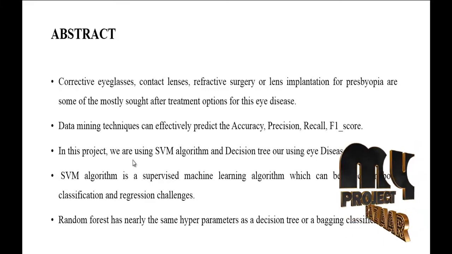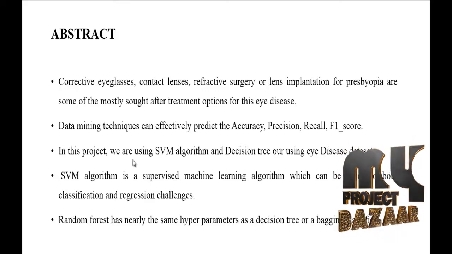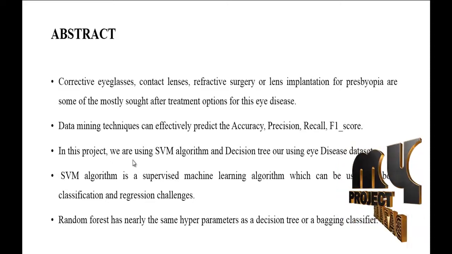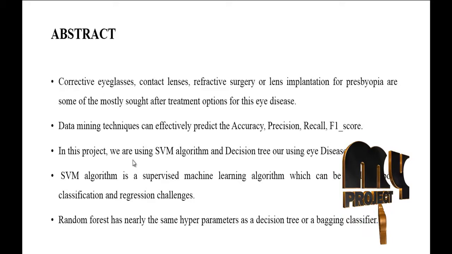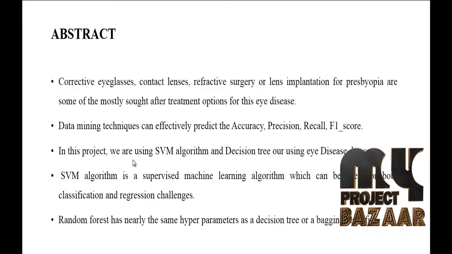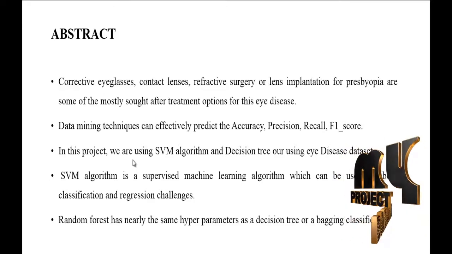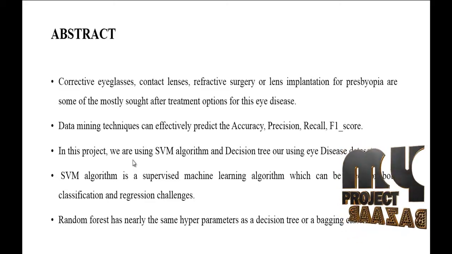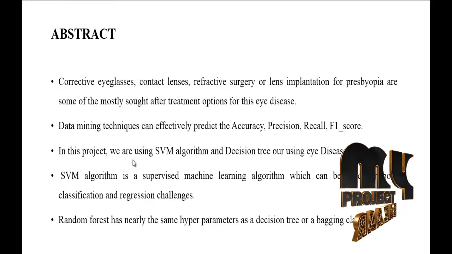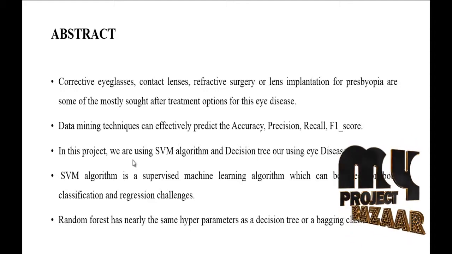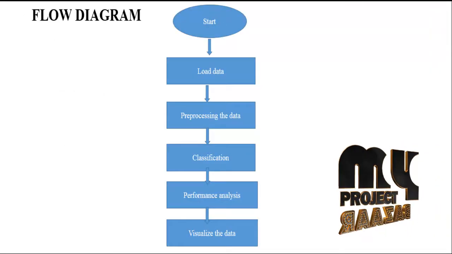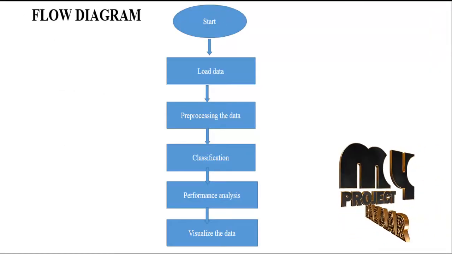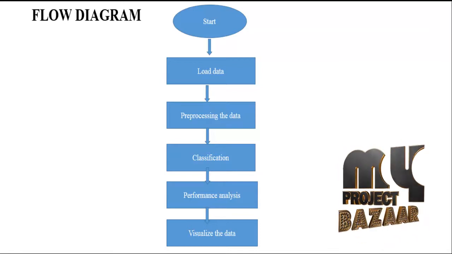SVM is a supervised machine learning algorithm which can be used for both classification and regression challenges. Then we have to implement the random forest. It has nearly the same hyperparameters as a decision tree or a bagging classifier. Finally, the experimental results show the accuracy, precision, recall, and F1 score. Next, we are going to see the flow of our process.